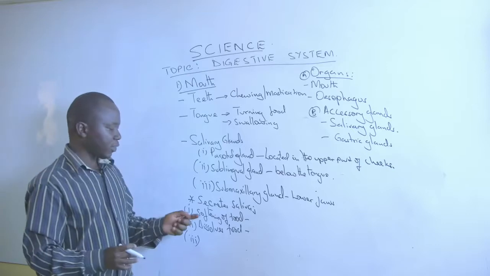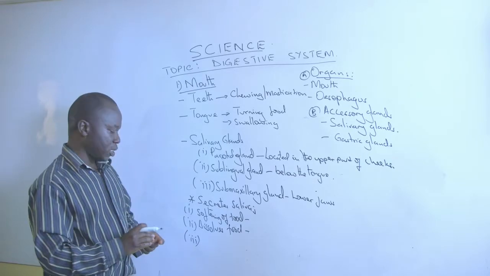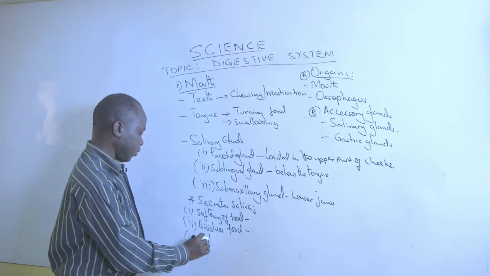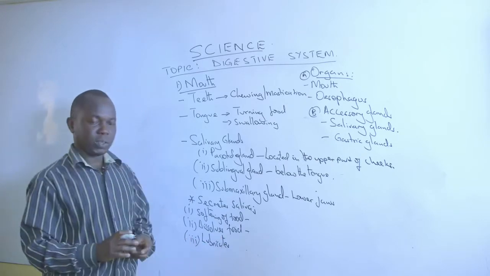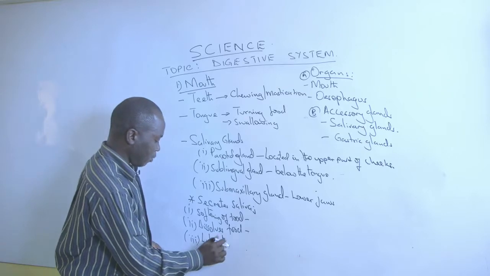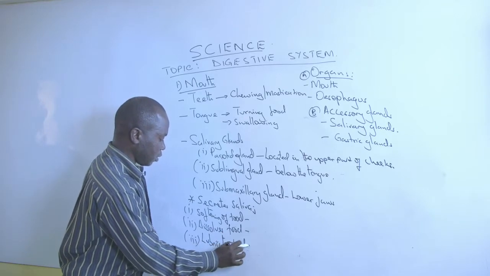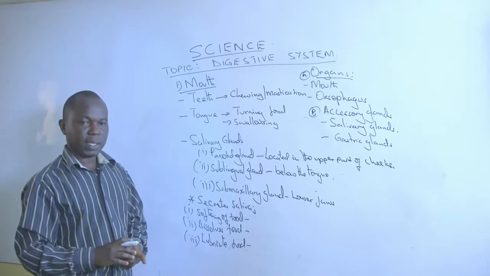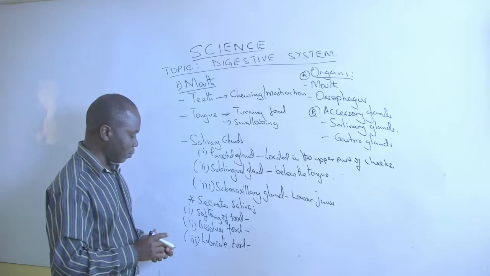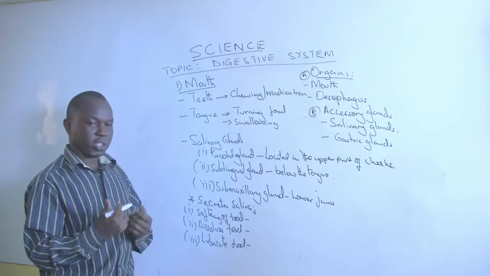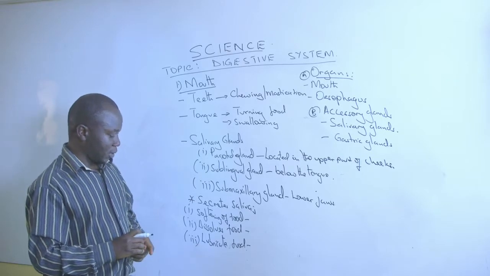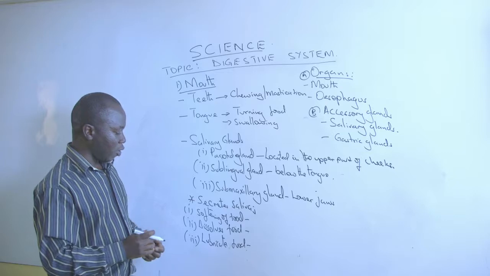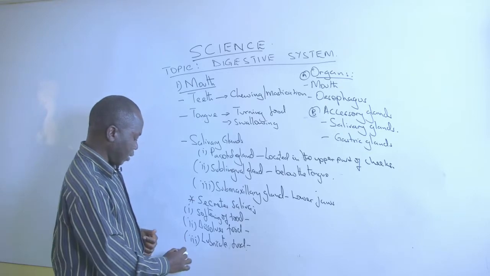And then again, the role of saliva is to lubricate food. Why should food be lubricated? Food is supposed to be lubricated so that it can easily be swallowed, to reduce friction between the food boluses and the lining of the alimentary canal.